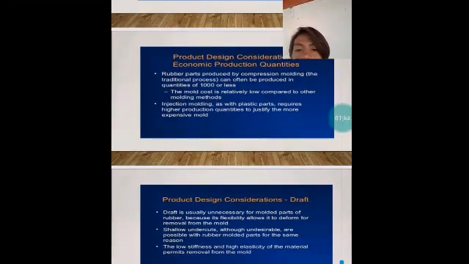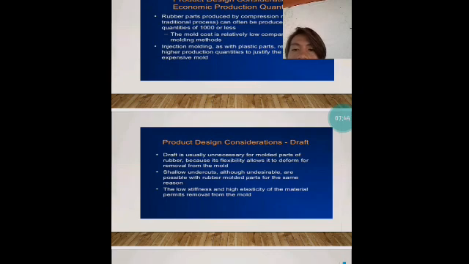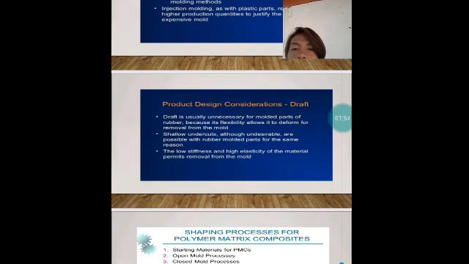Next is product design consideration. Draft is usually unnecessary for molded parts of rubber because its flexibility allows it to deform for removal from the mold. Shallow undercuts, although undesirable, are possible with rubber molded parts for the same reason. The low stiffness or high elasticity of the material permits removal from the mold. So these are the product considerations we should take into account for the tire.